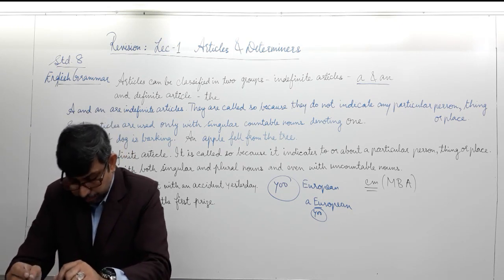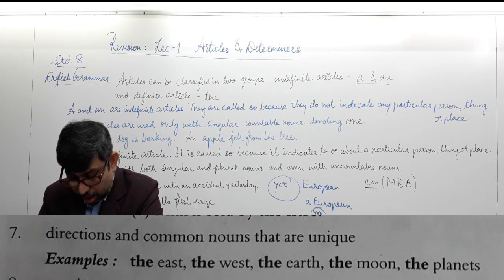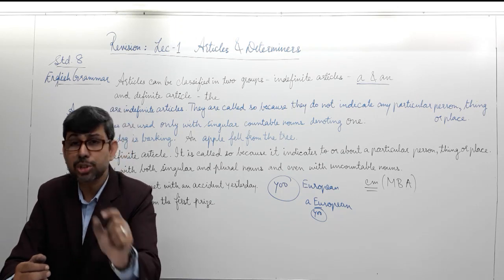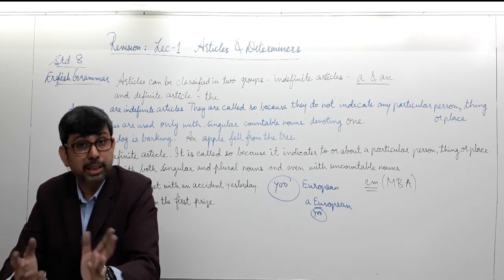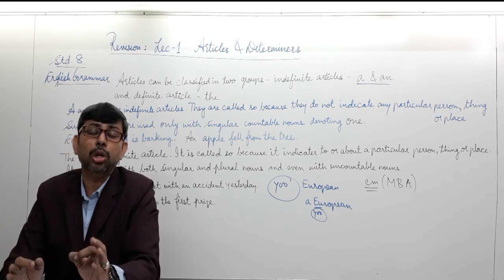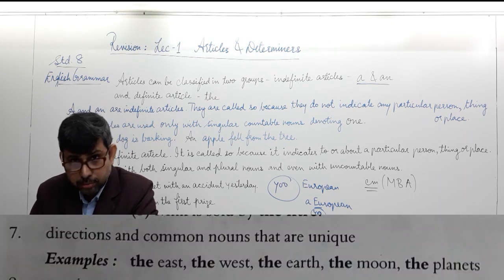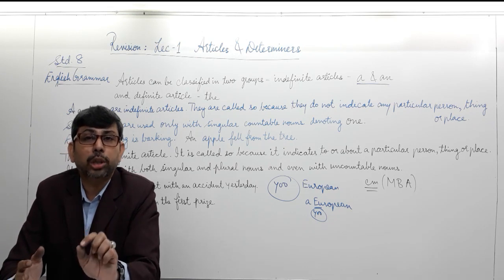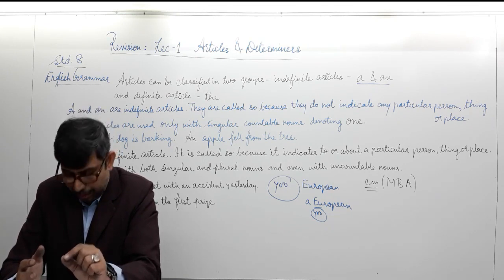Moving ahead with the next one, the seventh usage. We use the article the when talking about direction and common nouns that are unique, something that is special, one of its kind, something that is just unique and there is no second like it. When we talk about direction, for example, north, south, east, west, the four directions are all unique in their kind. The east, the west, the north, the south, the southeast, the southwest, the northeast, the northwest. We will definitely use the article the when talking about directions. We cannot miss it out. We need to make use of the article the in our speech or in our writing.